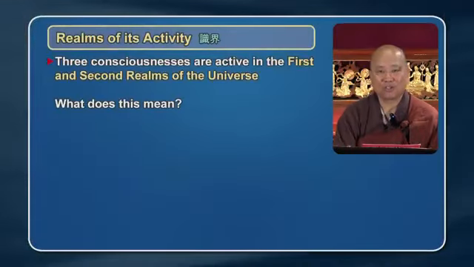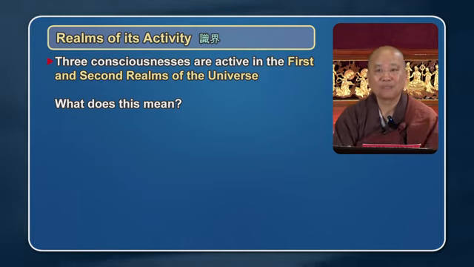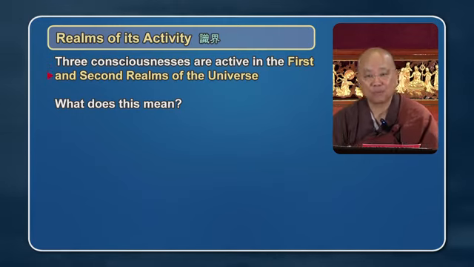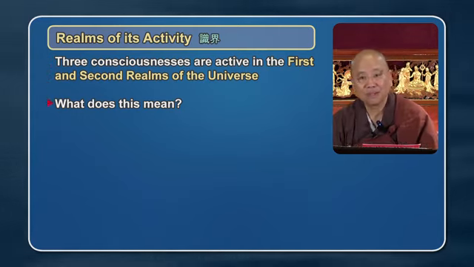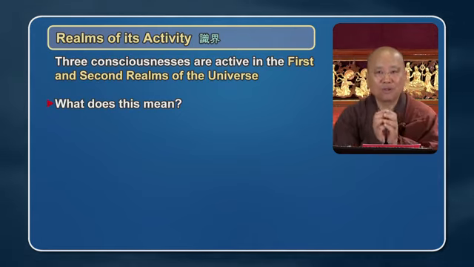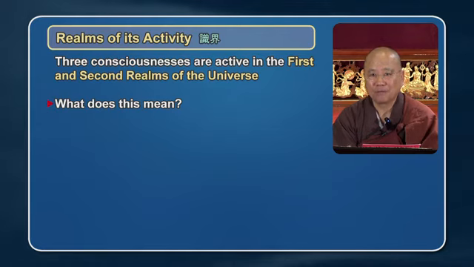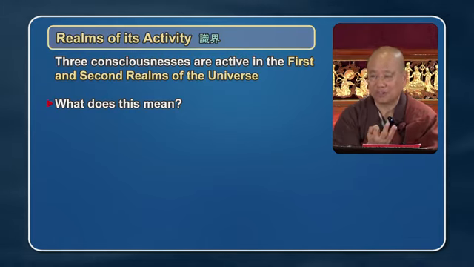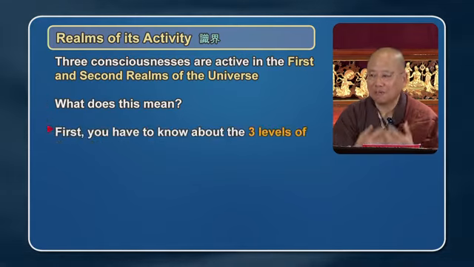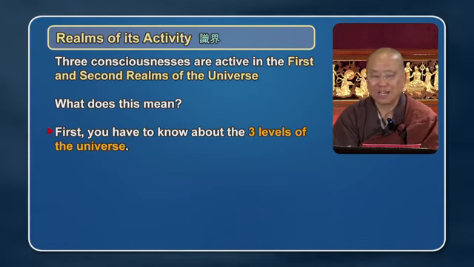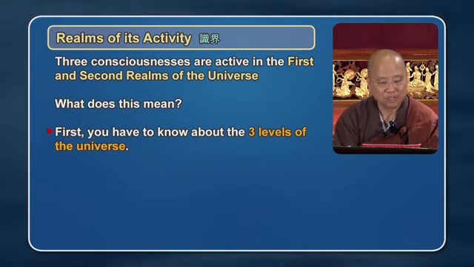The 3 consciousnesses are active in the first and second realms of the universe. And what does that mean? In order to understand the realms of activity of the first 5 consciousnesses, and how come only 3 consciousnesses are active in the first and second realms of the universe, we have to understand the levels of the universe, the 9 grounds, the 9 realms of the universe.